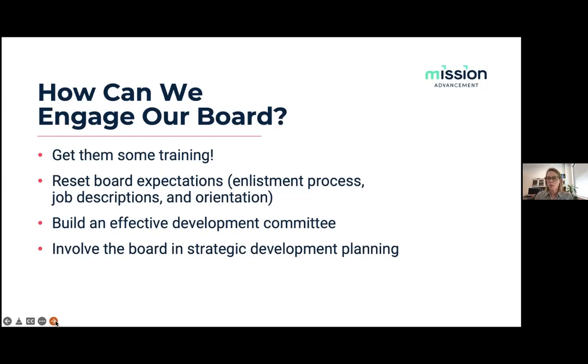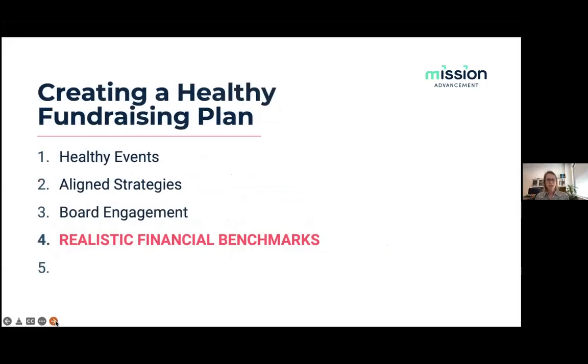It's not just, hey, we need to raise $2 million next year, but this is the strategy we're going to use. This is why we do events. This is our goal with our events, is to find new people and meet with them and take them deeper into relationship. Engaging your board in that conversation is a great way for them to have more buy-in into how the organization raises money. Okay, fourth is realistic financial benchmarks.